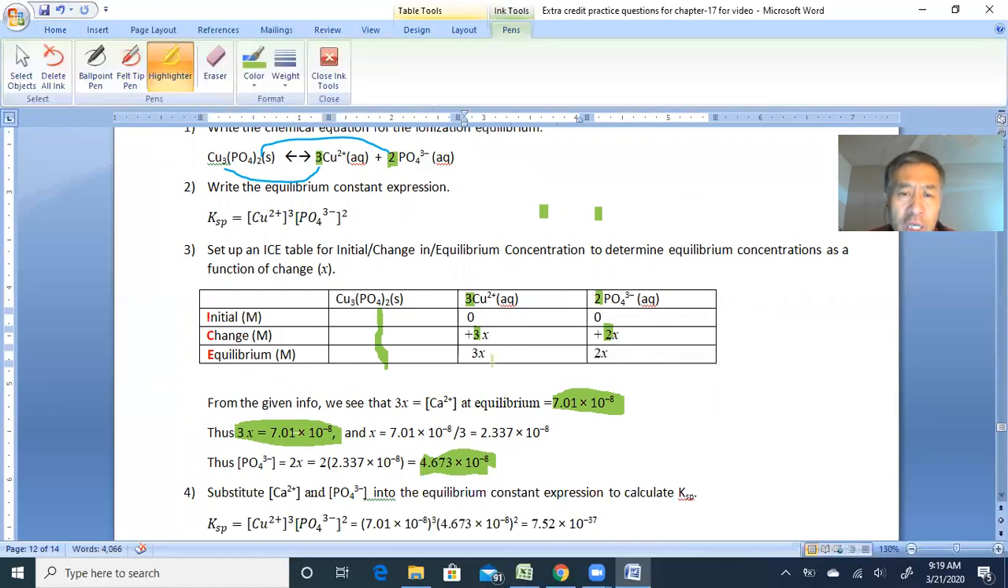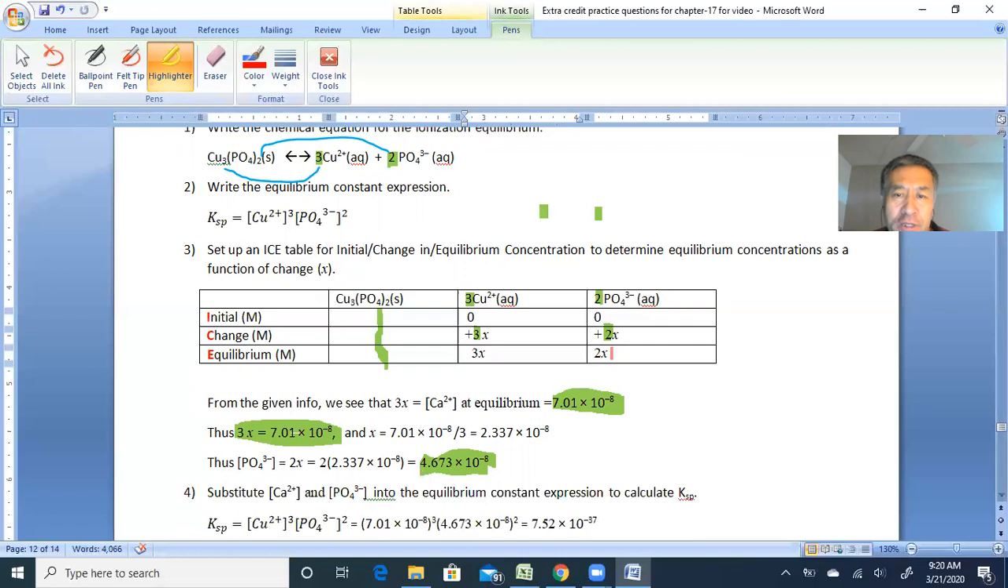So therefore, we can use that information. We know at equilibrium the Cu2+ is 3x. Then the given concentration at equilibrium for the Cu2+ is this number. So therefore, we can say 3x equals 7.01 times 10 to the negative 8. So we have this equation here. Once we have this equation, we can solve for x. So x equals 7.01 times 10 to the negative 8 divided by 3, so that becomes 2.337 times 10 to the negative 8.